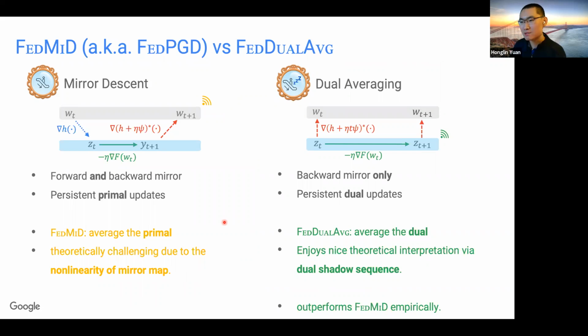So a quick summary of the comparison between federated mirror descent, aka federated proximal gradient descent, versus federated dual averaging. In federated mirror descent, we have to average primal states because the primal is the main state. You see that the primal states are sent to the orchestration server. And theoretically, this is quite challenging, due to the challenge we have just discussed: the nonlinearity of the mirror map, or the incommutability between the mirror map and the averaging operation. Federated dual averaging averages duals on the other hand, and it enjoys a nice theoretical interpretation via the dual shadow sequence. We'll get back to this later in a quick proof sketch. And of course, this outperforms federated mirror descent empirically, and that is one of the main contributions of this work.